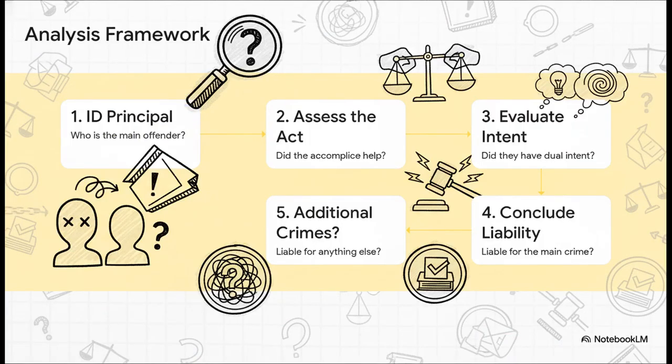So let's just break that down real quick. First, you identify the main player and the main crime. Second, you look at what the potential accomplice actually did. Third, you evaluate their state of mind, that tricky dual intent. Fourth, you decide if they're liable for the crime they helped plan. And finally, and this is a big one, you have to figure out if they're liable for any other crimes that happened along the way.